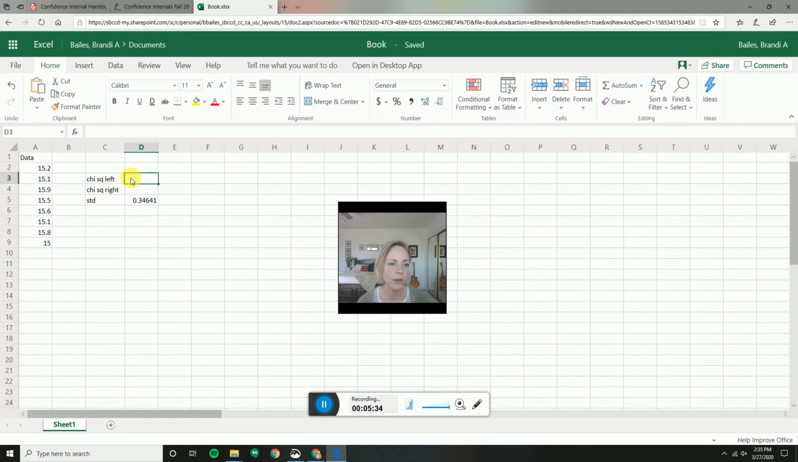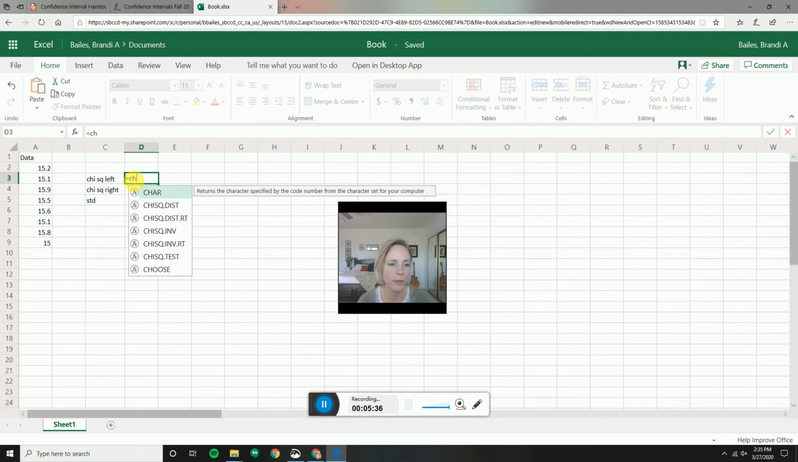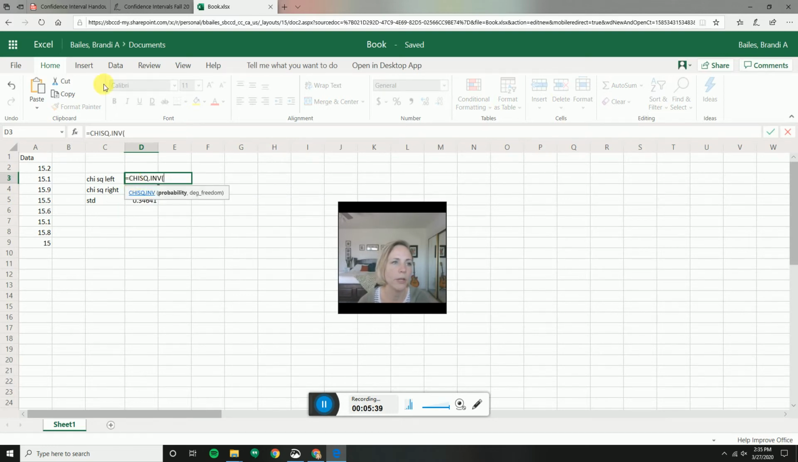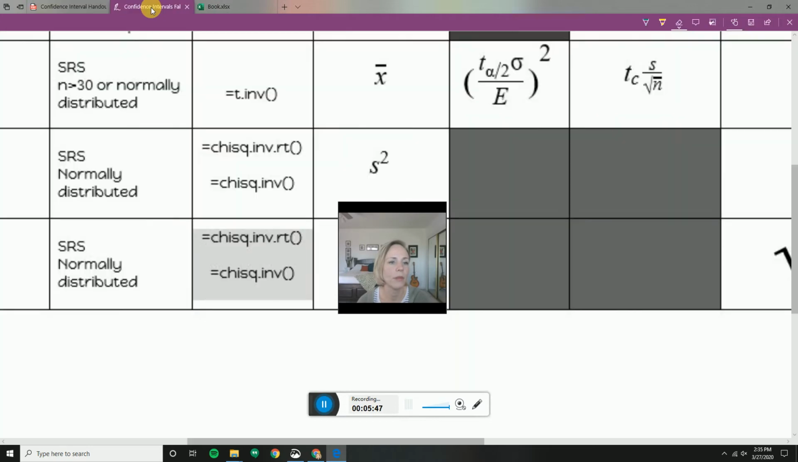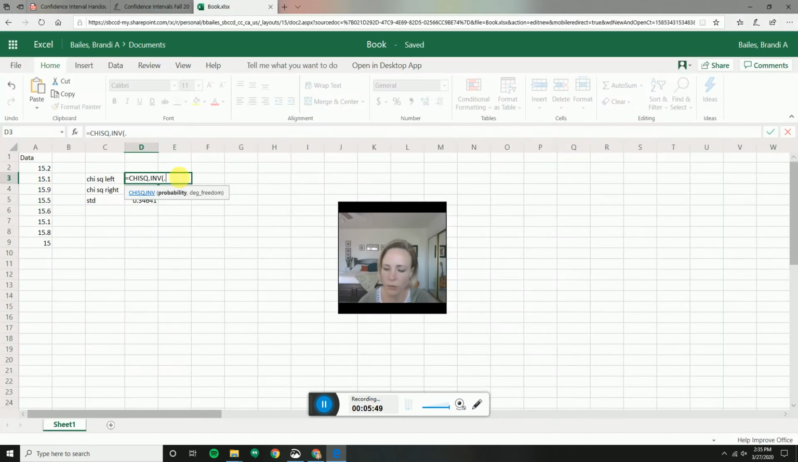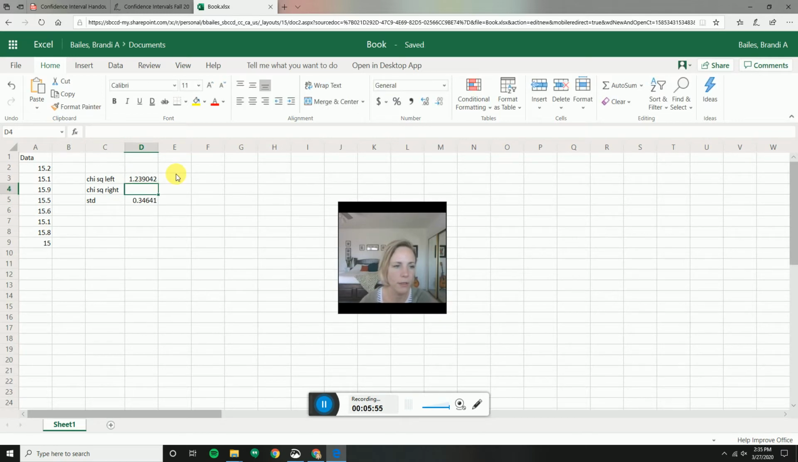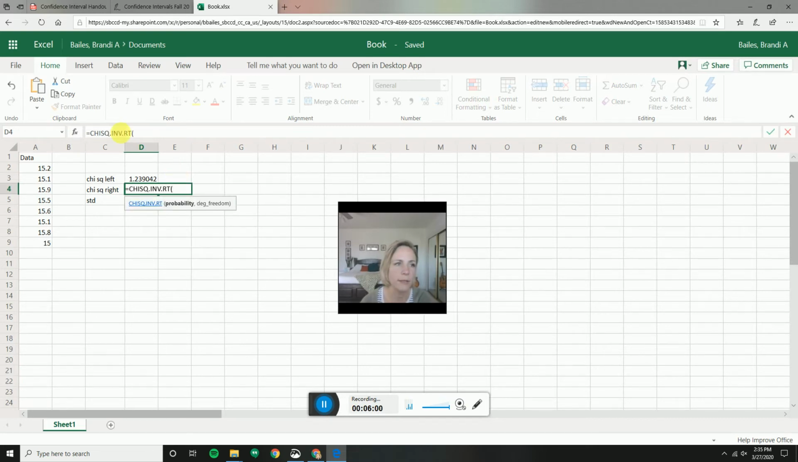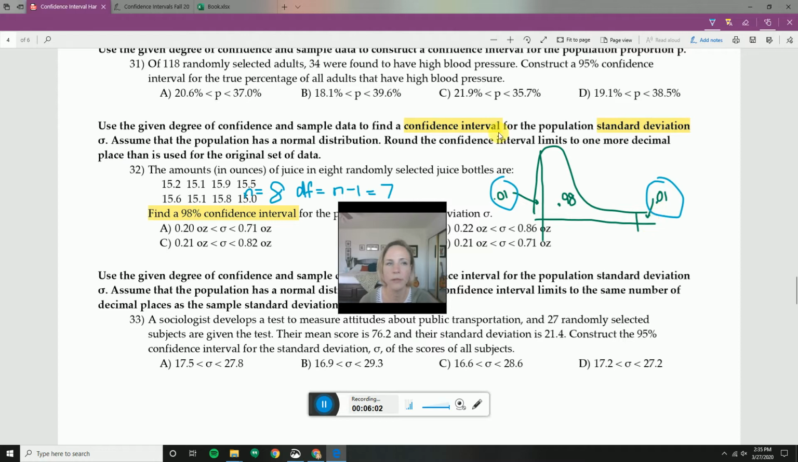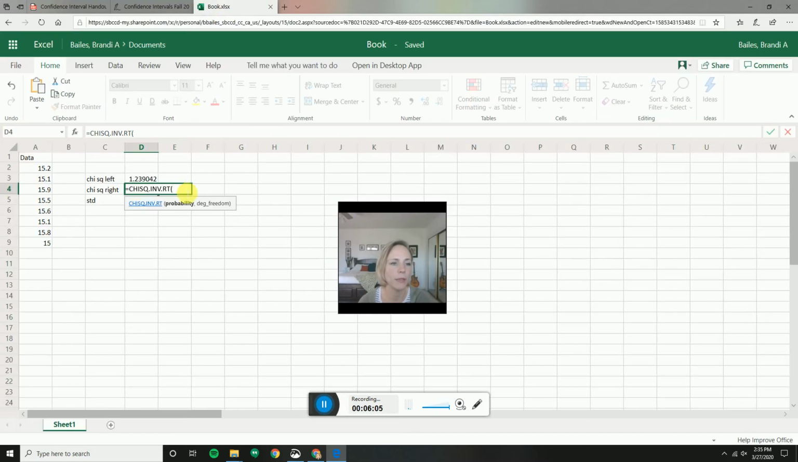So now I have to calculate chi-squared on the left. So chi-squared inverse. It wants the probability, going back to that fancy drawing we made, to the left of this critical value is 0.01. So 0.01. And the degrees of freedom, as we just said, are 7. Okay, chi-squared on the right. I will have the exact same value, 0.01, and degrees of freedom is 7 again, but since I'm using the .RT, I should get a larger value now, 0.01, and 7.